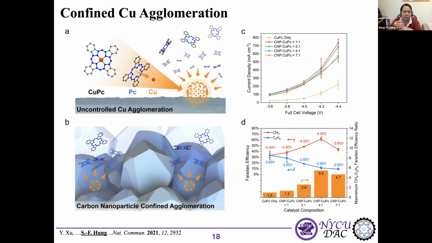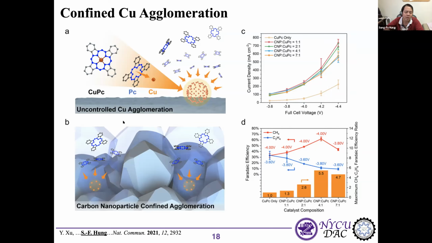Inspired by the theoretical results, we use the copper phthalocyanine as the copper source. It is easily reduced to metallic copper here. And we use the carbon nanoparticle to combine the copper agglomeration with more carbon nanoparticle. The space can be used for grain growth, and the grain becomes smaller.